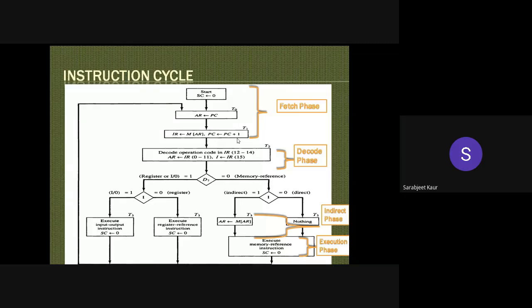And why are we incrementing it by one? Because normally all the instructions that we copy from the hard disk, when we bring them into the memory, we generally place in contiguous locations. Is this clear to everybody?